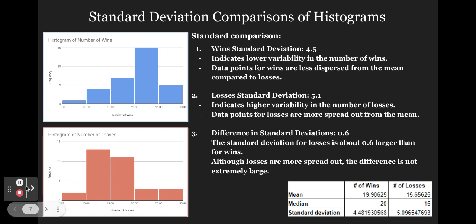In conclusion, the data shows that losses have a greater degree of variability compared to wins, while losses are more spread out. The difference is relatively moderate, indicating some level of similarity in the spread of wins and losses.